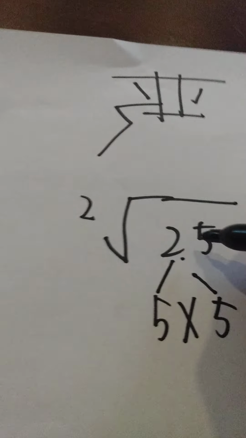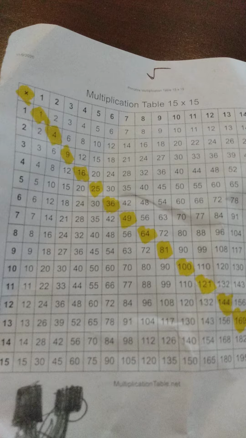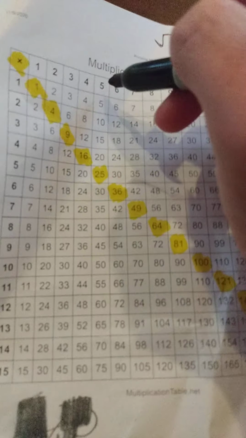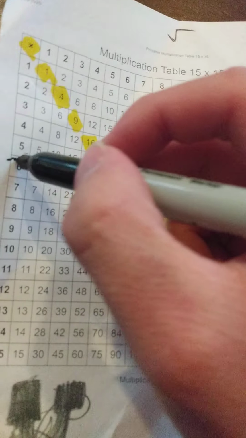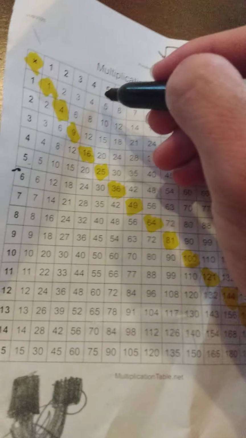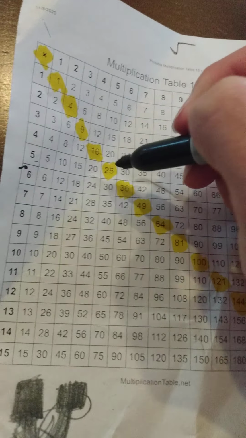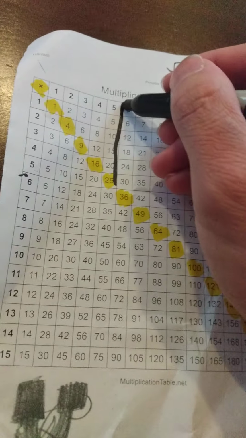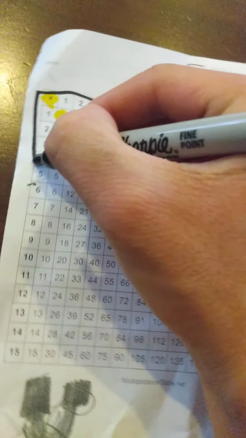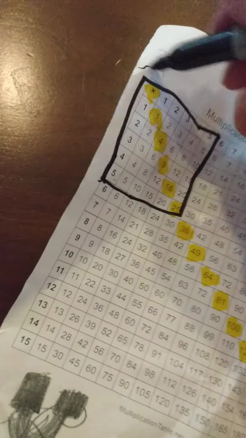for the square root of 25, 5 would be the answer, because on this multiplication table, you see the 5 here and the 5 here. The highlighted numbers are all the square roots. So here's 5 and here's 5. 25 is highlighted. So this box right here is going to be a perfect square. 5 right here and 5 down would make a perfect square of 25.